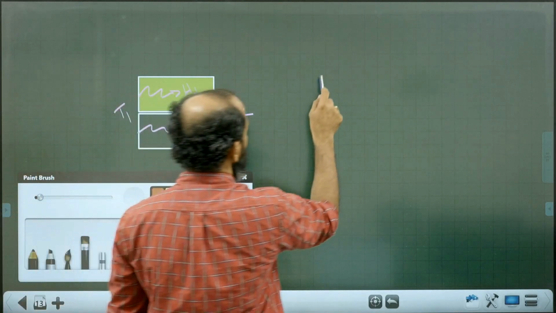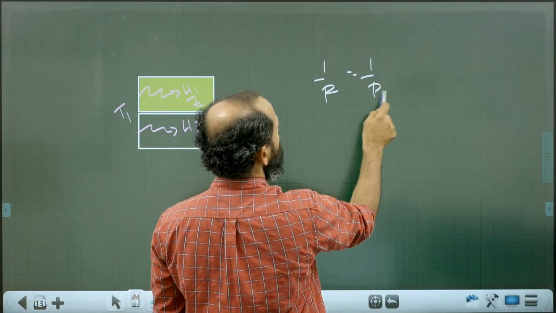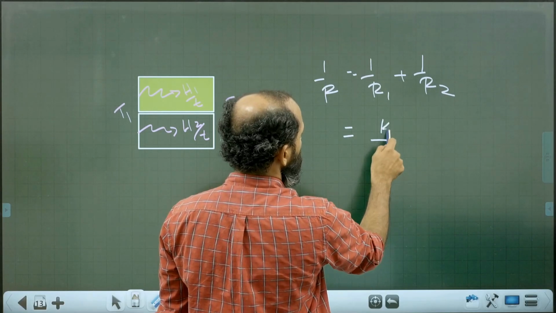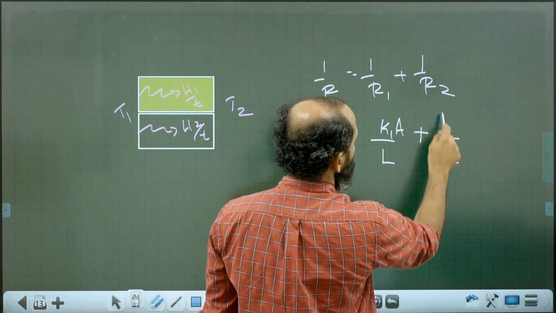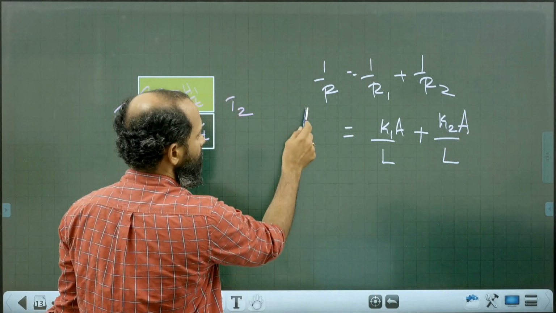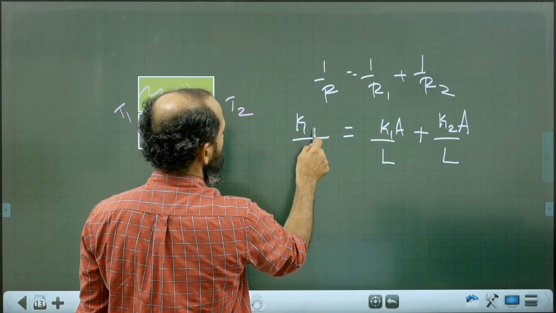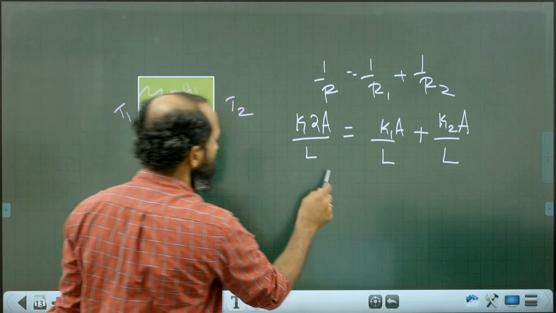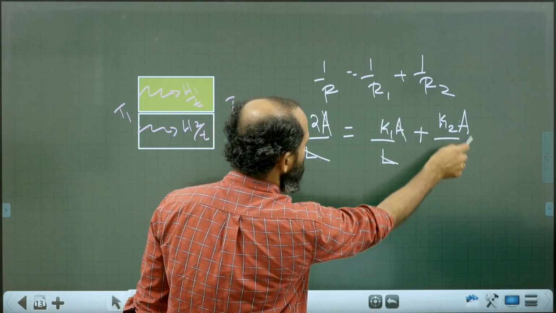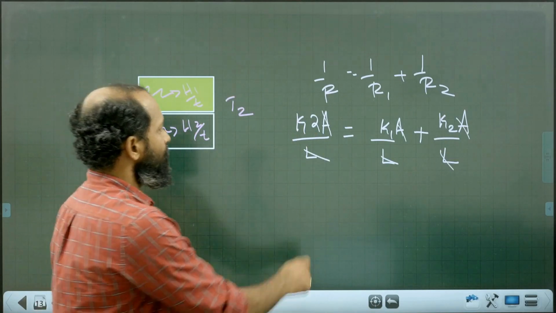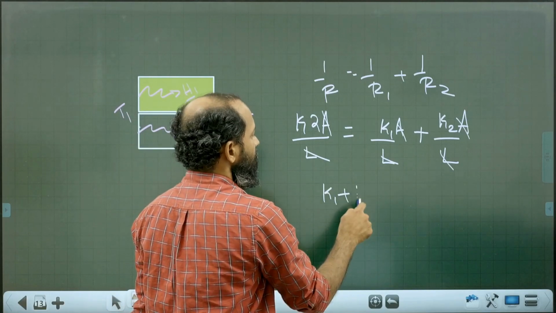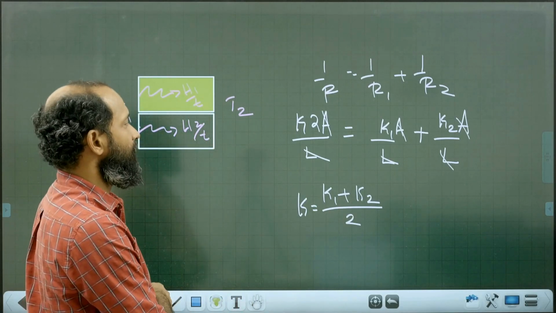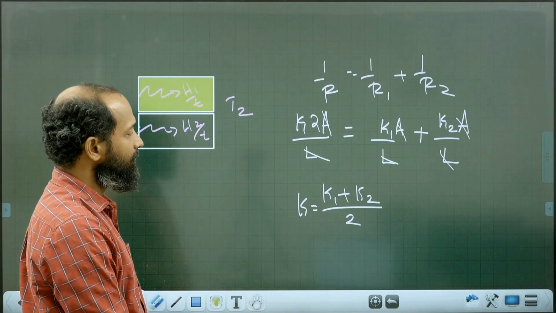As they are in parallel, you can use 1 by R is equal to 1 by R1 plus 1 by R2. 1 by R1 is L by K1A, R2 is L by K2A, 1 by R is L by K equivalent into area. This time area becomes A plus A, 2A, but length same. So A and L here also get cancelled. You get K is equal to K1 plus K2 by 2. That is the arithmetic mean of K1 and K2.